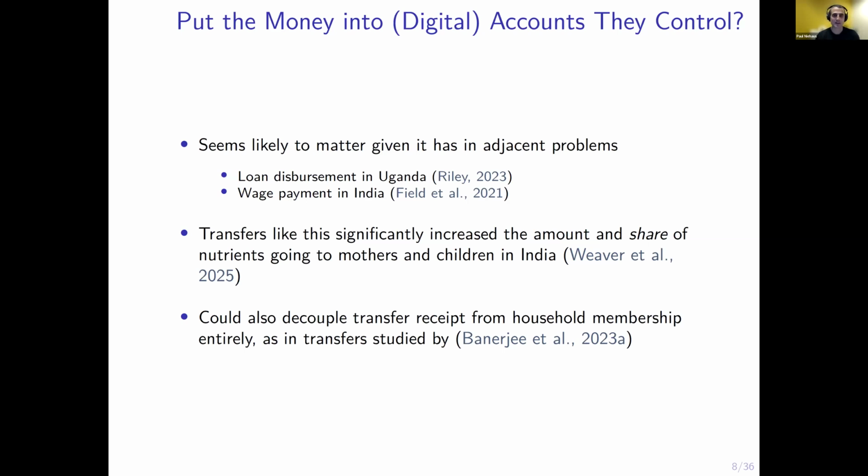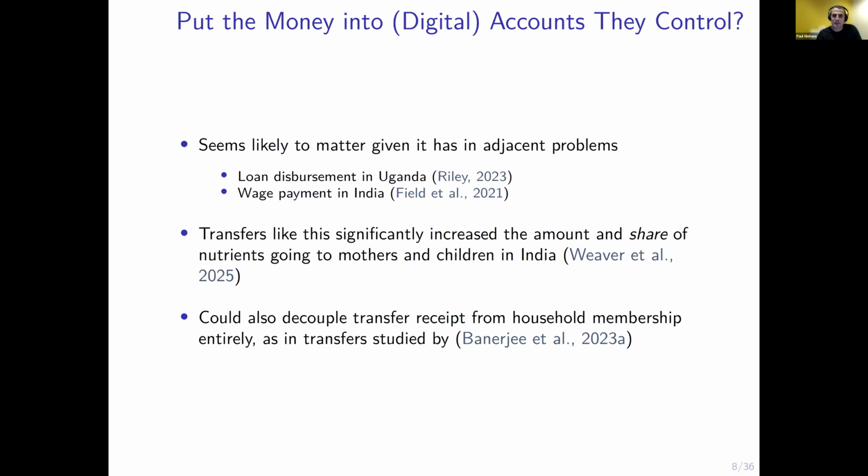I have not seen a study of this in the context of a pure unconditional cash transfer program. We haven't. We have seen very similar problems. So for example, loan disbursement in Uganda. Emma Riley has a very nice paper, her job market paper, showing that it makes a difference whether you disburse loan payments to women in paper money or in digital accounts. Wage payment in India, for example, opening an account. The paper is called In Her Own Account, right, is the name of the paper. So opening an account in the woman's name makes a difference relative to putting wage payments in India's employment scheme into an account that's jointly controlled or controlled by the husband, right?